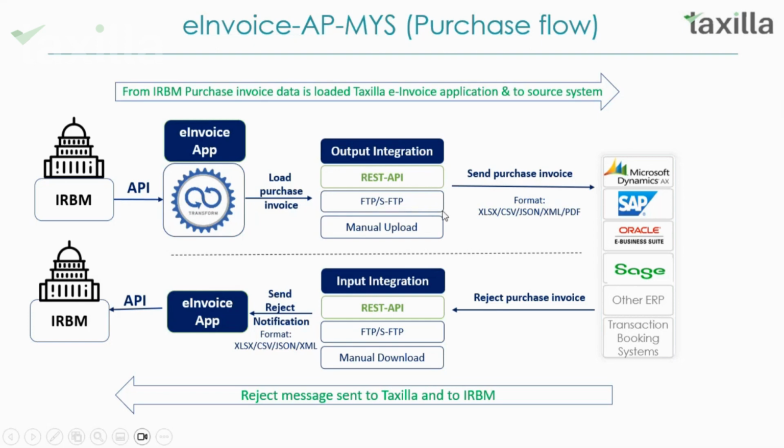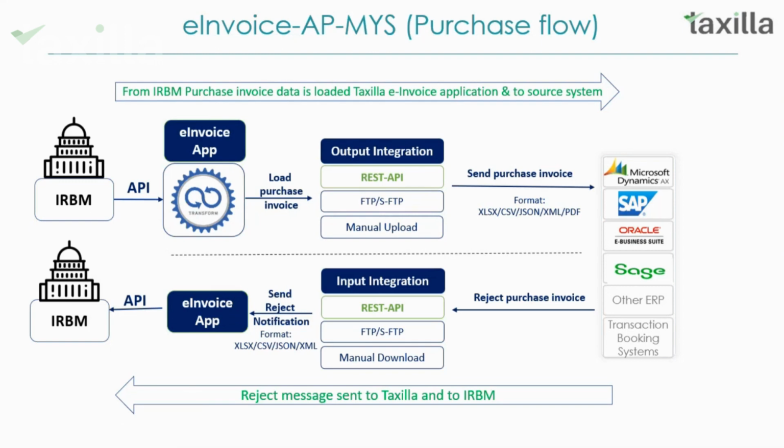Now, once this invoice is loaded to your ERP systems, if you find some discrepancies, or even before that, if some discrepancies are found within Taxilla itself in validations, then the invoice can be automatically rejected, or you can reject that invoice from your ERP within 72 hours. So in those cases, you will send a reject notification to Taxilla with the appropriate reason, and that will be submitted to IRBM in order to reject that invoice. Now, this reject notification will be sent to the supplier. Now, the supplier can cancel that invoice.